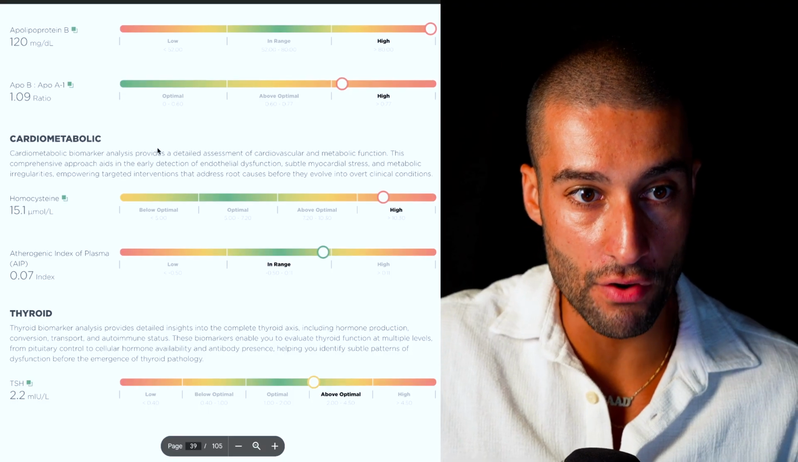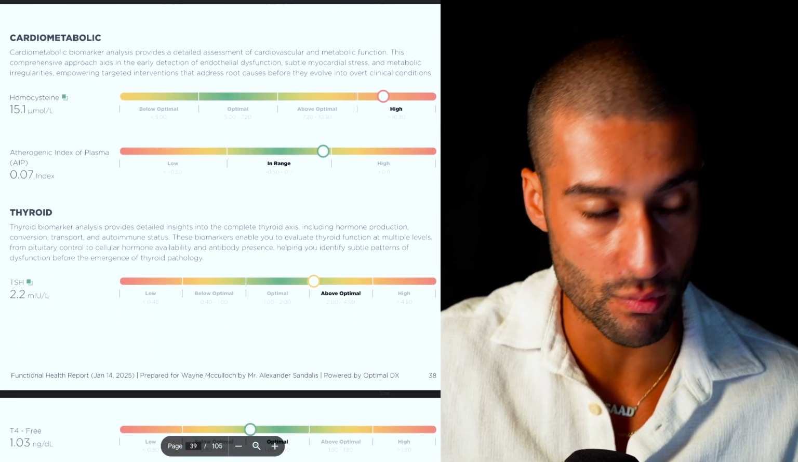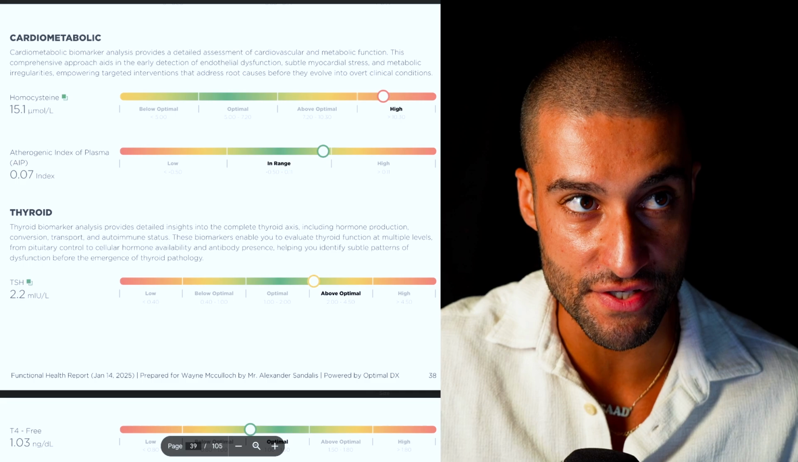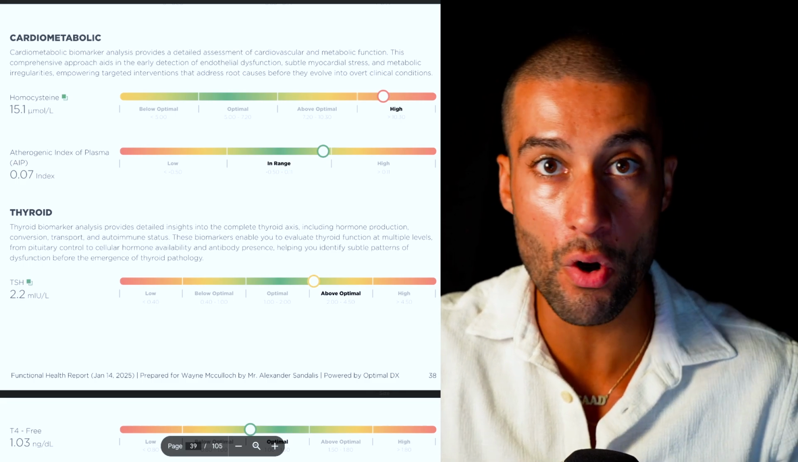All right, moving on from lipids, now we're going to go to your cardiometabolic markers. One of them is called homocysteine. Most doctors ignore this. Most people don't know about this.